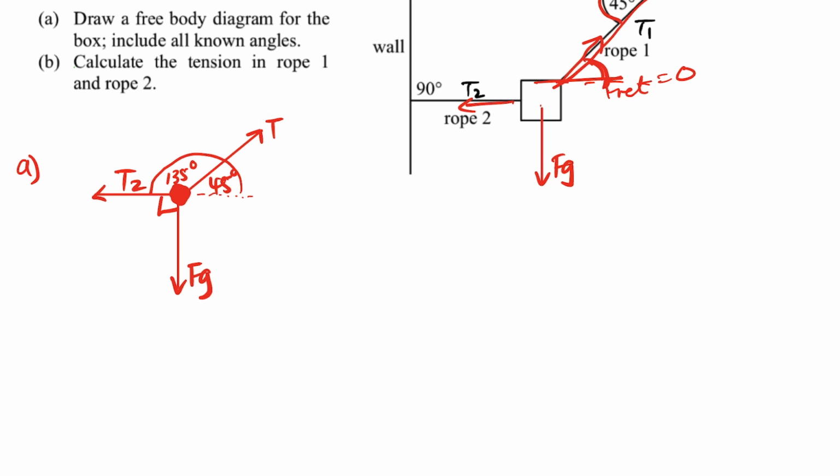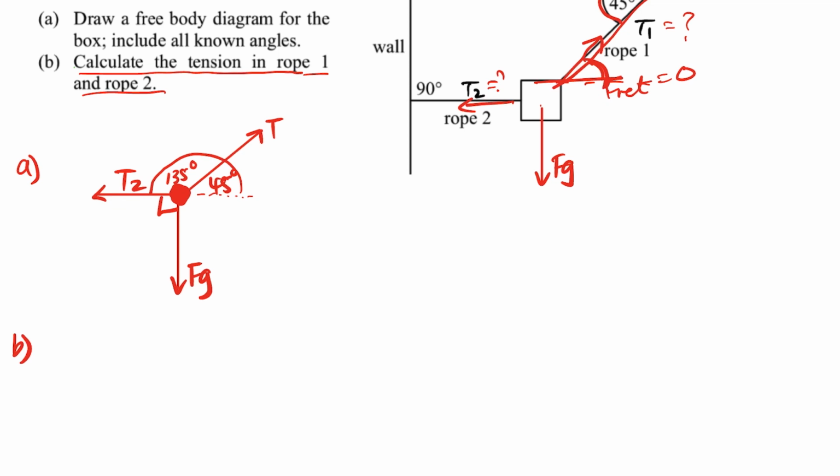Now B, it says calculate the tension on rope 1 and 2. So we are not given the angles there. Okay, let's draw the vector diagram. What is going to help us is drawing the vector diagram. From the vector diagram we'll see what is happening there.